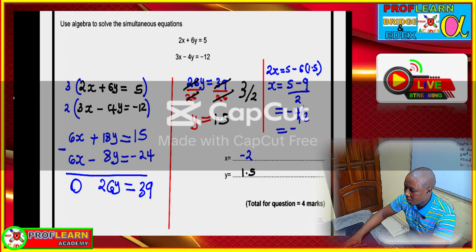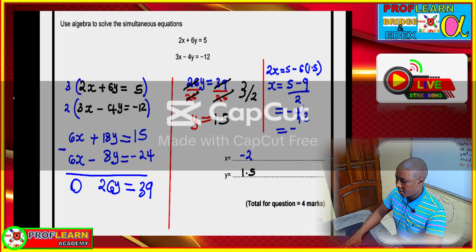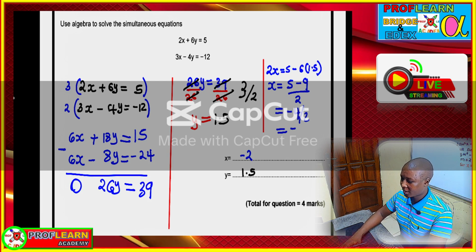Yusuf 1390, x equals minus 2 correct. S, y equals 1.5 correct. Well done, guys.